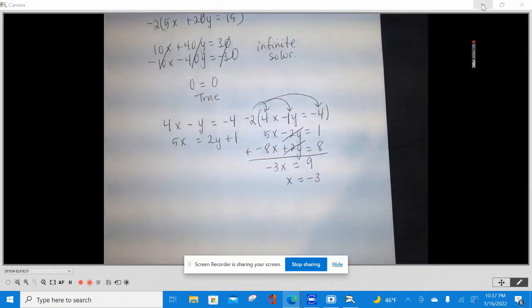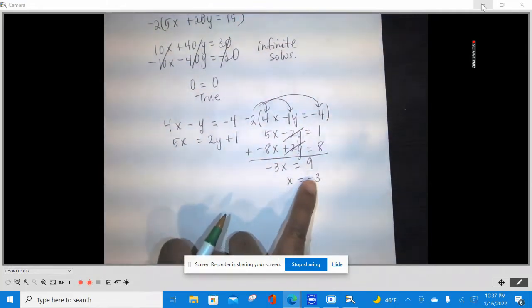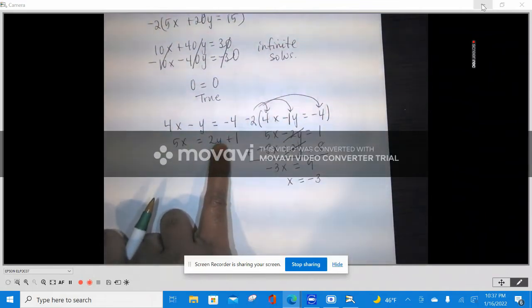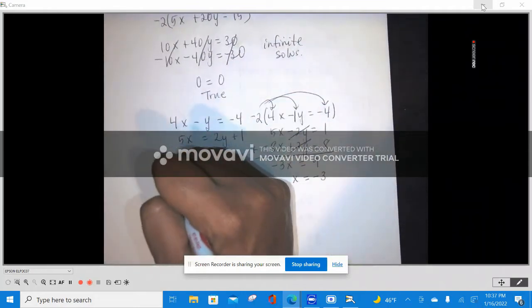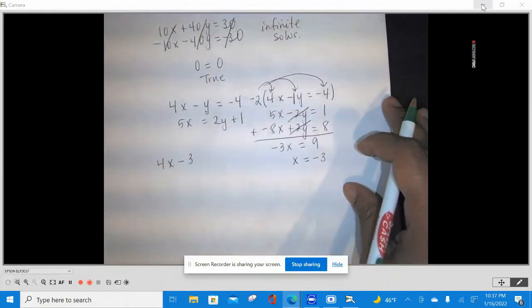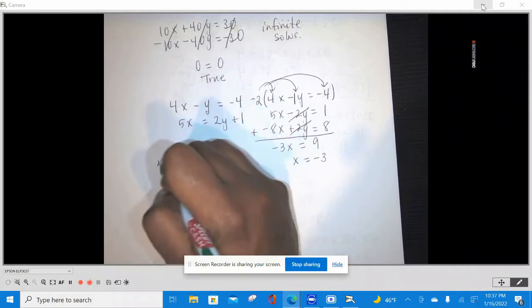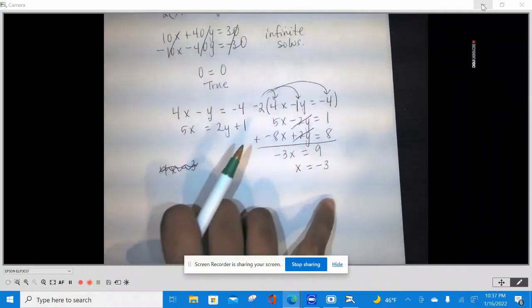Well, now I still need y. Again, it does not matter how you do it. You could take this negative 3 and plug it in here or here to get y, and in this case, I'm going to plug it in the top one. Oh, I'm so sorry, I messed up. I solved for x. My brain was thinking about y. Okay, so x is equal to negative 3.